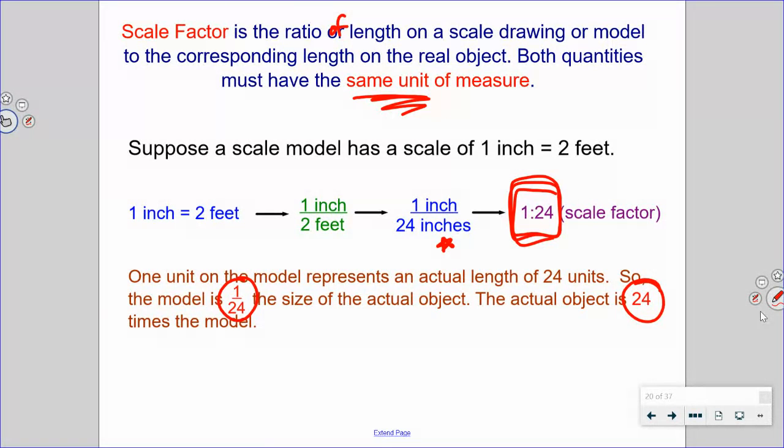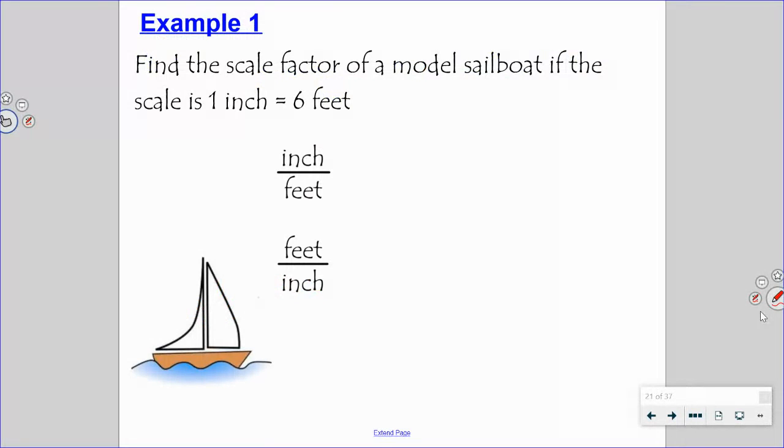So remember that question I'm asking you. Should that scale factor be exactly 1 whole, more than a whole, or less than a whole? It kind of depends on which direction you're going, but I want you to keep that in mind through this whole video. All right, let's say when we're looking at a scale factor, we have a model sailboat. Scale factor is 1 inch to 6 feet.